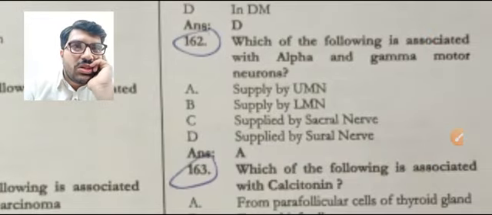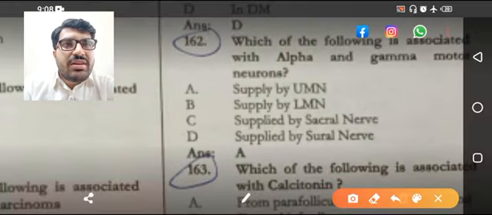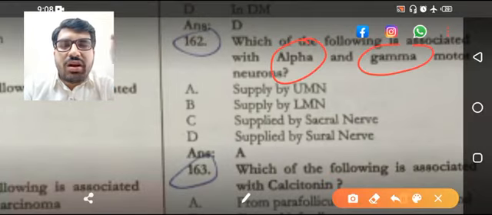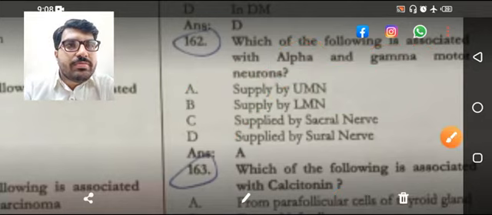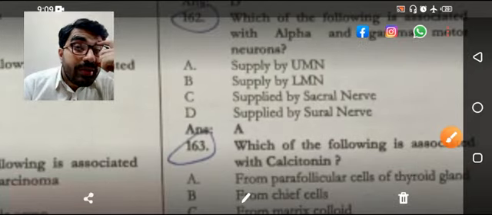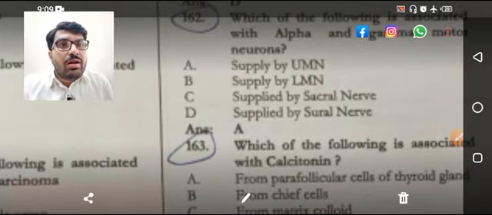Which of the following is associated with alpha motor neuron and gamma motor neuron? Both lie in the anterior horn cell of the spinal cord, and they are manipulated by the upper motor neuron.